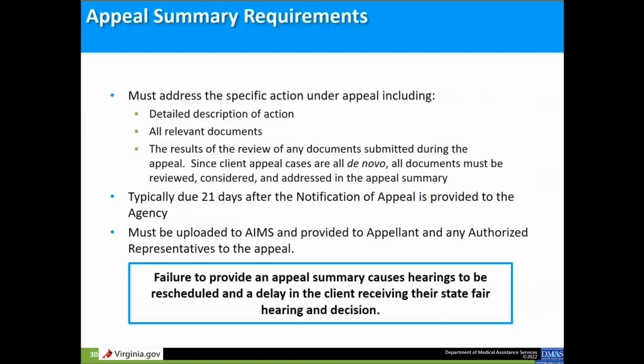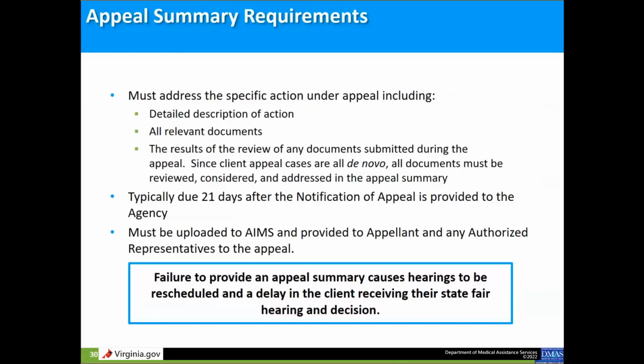We have discussed most of the requirements for the appeal summary on the previous slide, but please keep in mind that it's due within 21 days of the notification of the appeal. Further, De Novo Appeals, which are discussed in great detail in other Appeals Division modules, require that the DSS consider all new documentation that the appellant has submitted during the appeals process and issue a new determination or be able to explain in the summary and in testimony why the new documentation did not alter the original determination.